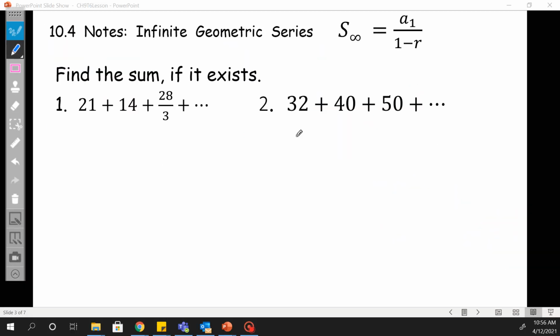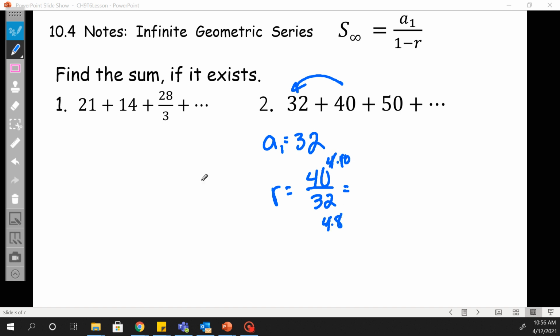Okay, let's look at number 2. 32 plus 40 plus 50. The first term is 32. The ratio would be the second term divided by the first term, 40 over 32. These are both divisible by 4 because this is 4 times 10 and this is 4 times 8. They're actually both divisible by 8 as well. 40 is 8 times 5, and 32 is 8 times 4. So this reduces to 5 over 4.